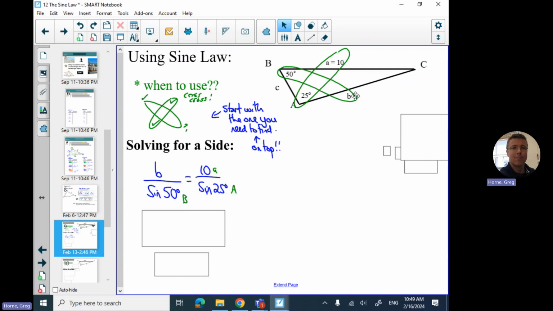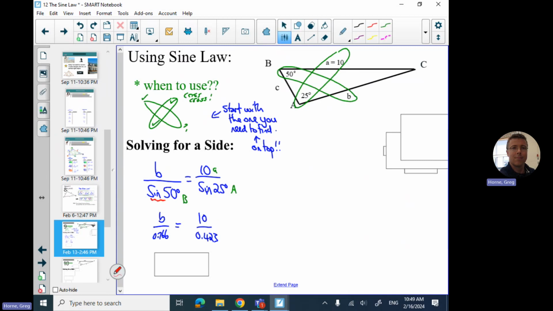Okay. So you're going to do some calculations, of course, right? You can just do the actual sine of 50 and get this number, and do the sine of 25 and get that number, and so on. So that's all the calculations done. And then, of course, to solve for side B, you just need to multiply by the 0.766 number, whatever the decimals were that you kept, right? So multiply that on both sides.